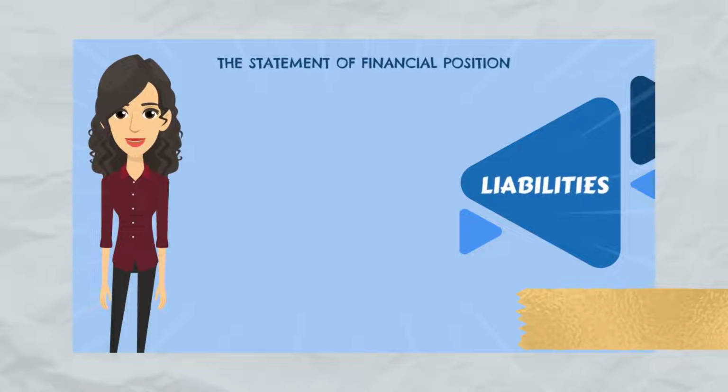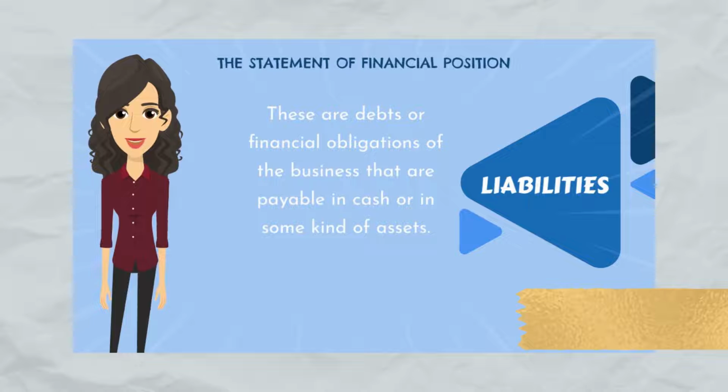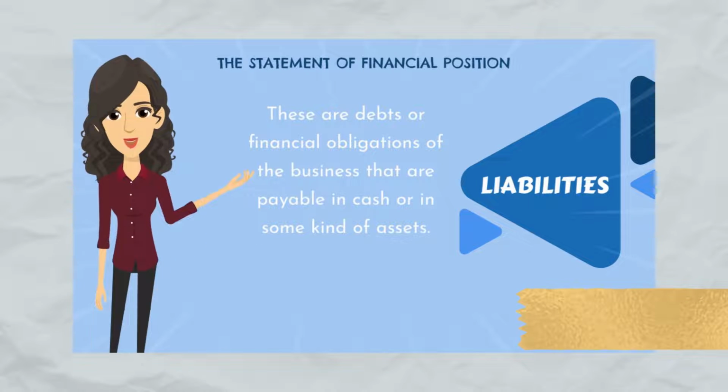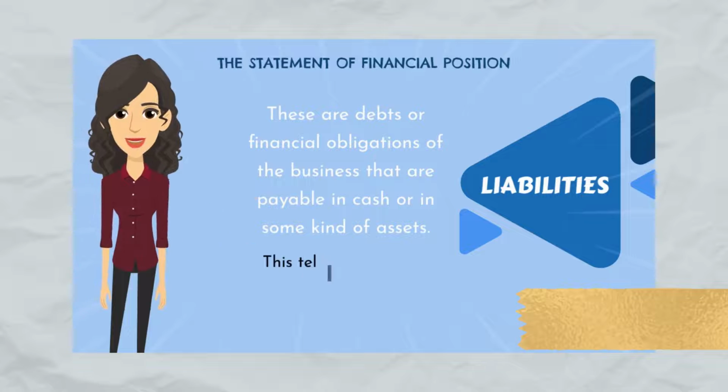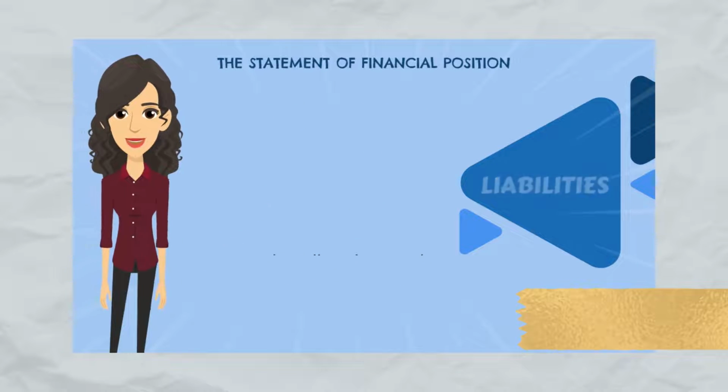Liabilities, in layman's language, are the debts or financial obligations of the business that are payable in cash or in some kind of assets. Liabilities include accounts payable, notes payable, salaries payable, mortgage payable, etc. These tell us how much the business owes.